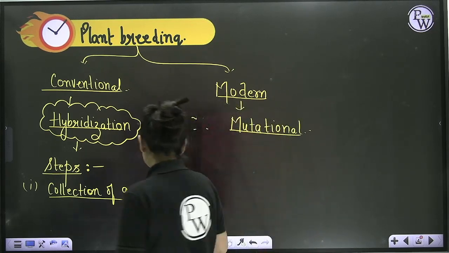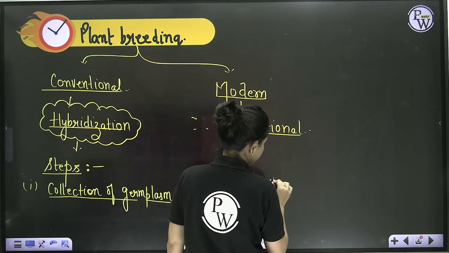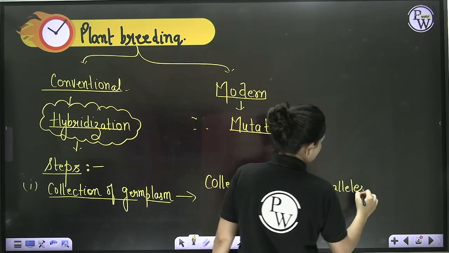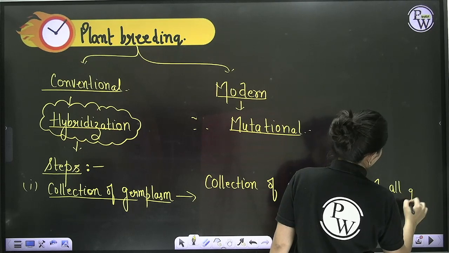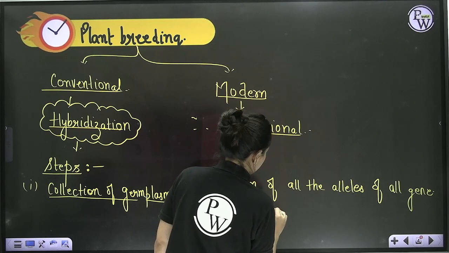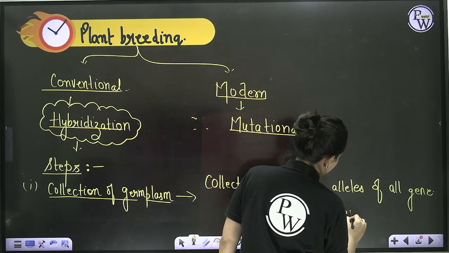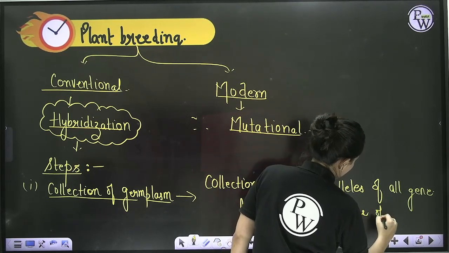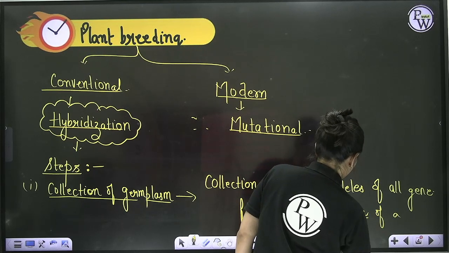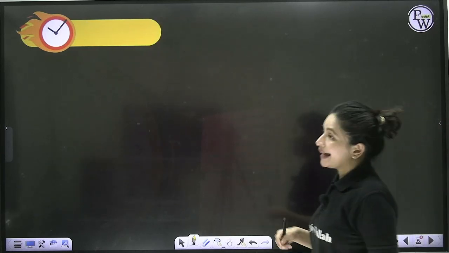So what is the first step? It is basically collection of all the alleles of all genes found in different varieties of a species. Correct? Now, once your germplasm is ready, then what you have to do?